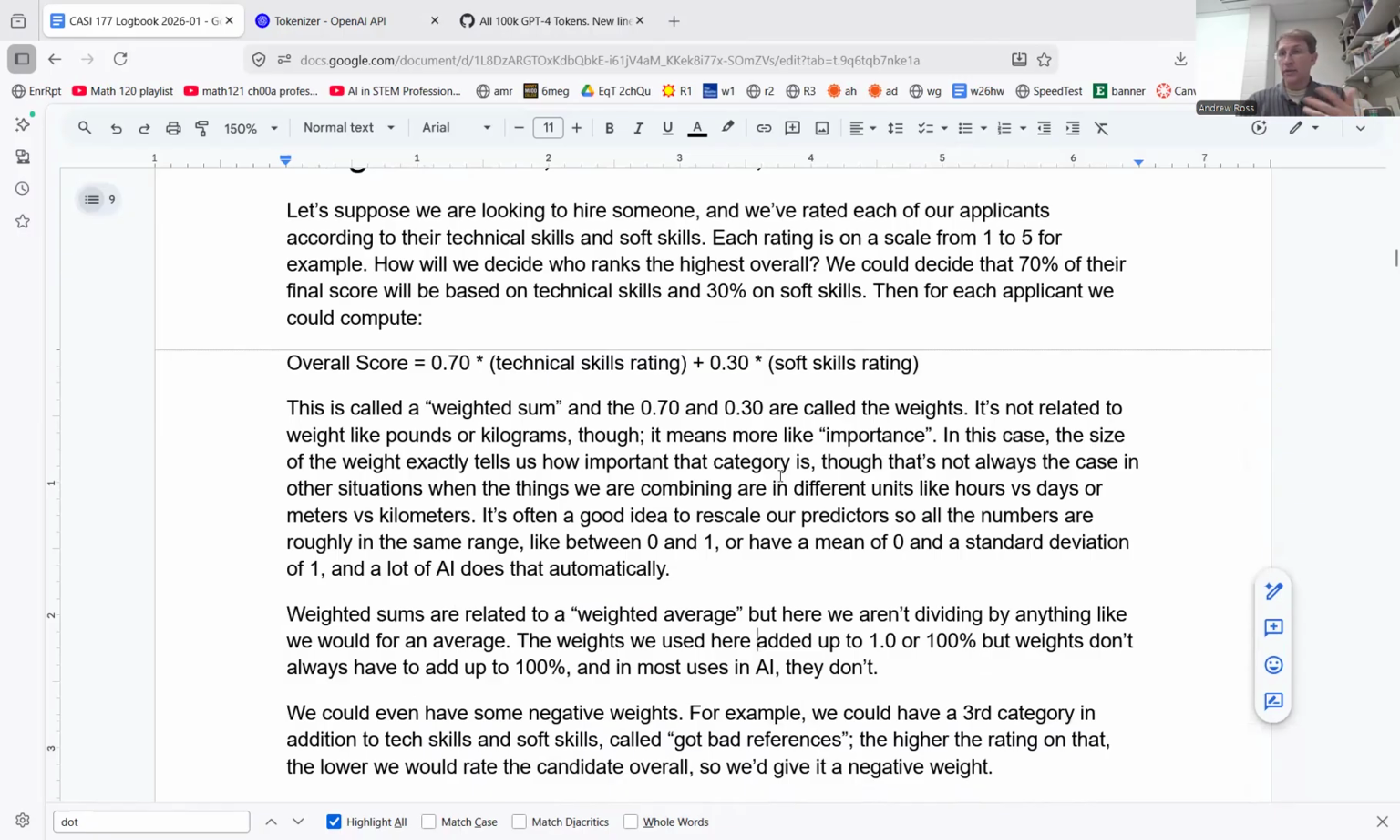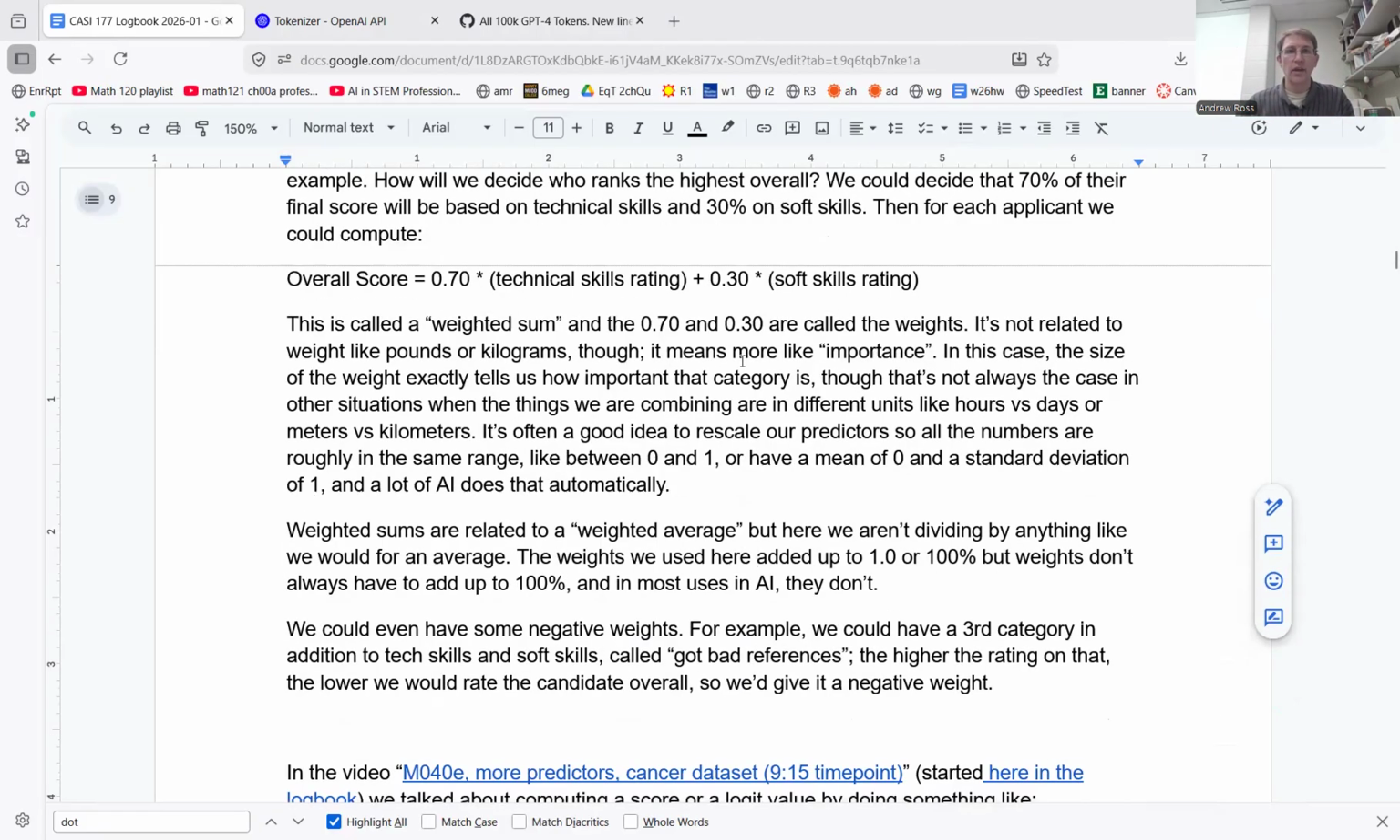For example, we could have a third category for our job candidates, along with tech skills and soft skills, called did they get bad references? And the higher the rating on that, the lower we would rate that candidate overall. So we would give that a negative weight. So it's perfectly fine to have negative weights.